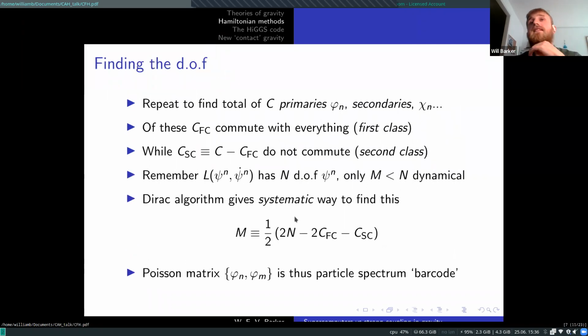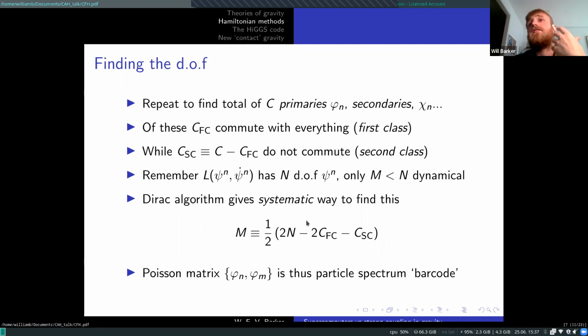So through this process, you end up with a collection of primary, secondary, tertiary, and so forth constraints before everything becomes self-consistent and physical. And the reason that this is useful is that it allows you to count the propagating degrees of freedom. And so the propagating degrees of freedom are given by this formula here. So propagating degrees of freedom is half of the dimensionality of the canonical phase space minus twice the number of first-class constraints. So first-class constraints, they commute with all of the other constraints, minus the number of second-class constraints, which do not commute.